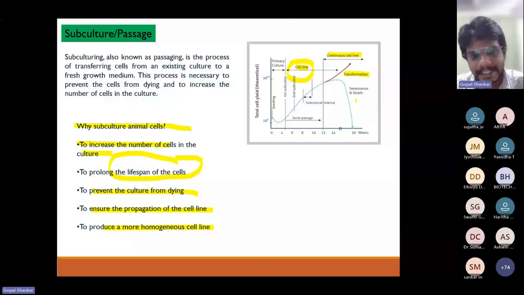So what is senescence? Senescence is when the cells have lost the ability to divide. Though they are metabolically active, they have lost the ability to divide. And senescence and apoptosis should not be confused. Apoptosis is programmed cell death. Senescence is cell aging.